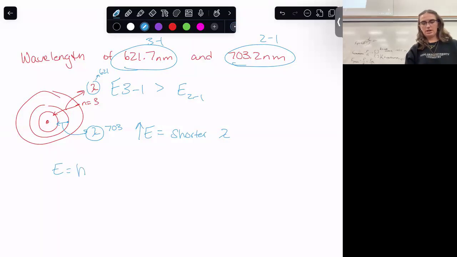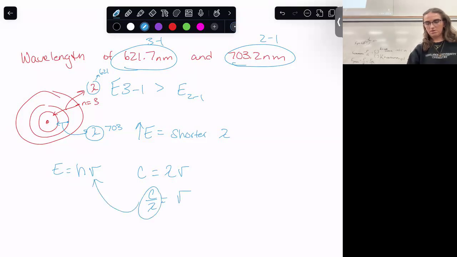We have energy is equal to h times frequency. And we have the speed of light is equal to lambda times frequency. So what can we do to those two equations? We can solve for frequency, and so we can plug this into here. So we get energy is equal to hc over lambda. So can we solve for the energy of each of these directly?